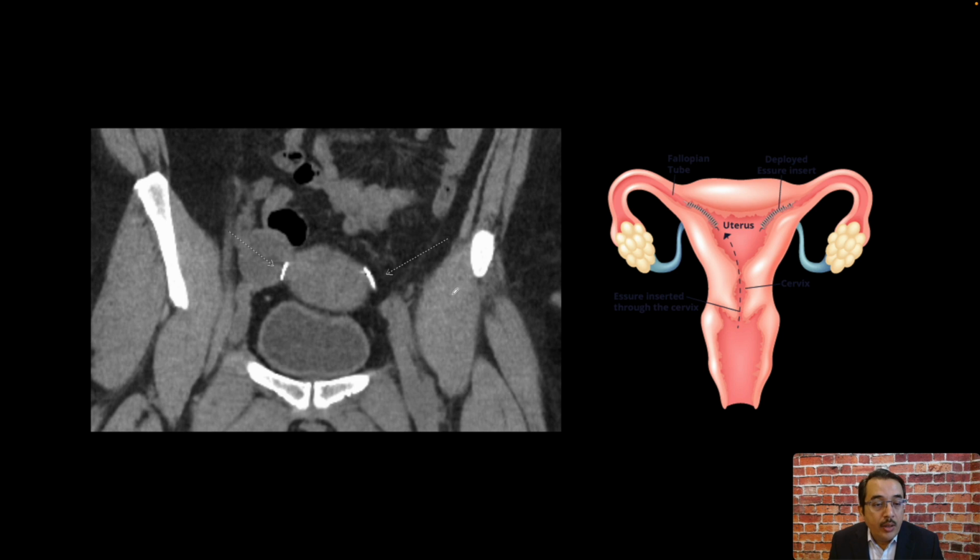This next patient had these linear hyperdensities abutting the uterus. And these linear hyperdensities are characteristic of Essure devices that have been placed as a contraceptive device in bilateral fallopian tubes. So be familiar with the appearance of Essure devices on abdominal and pelvic CT.